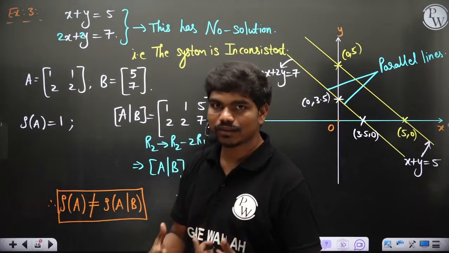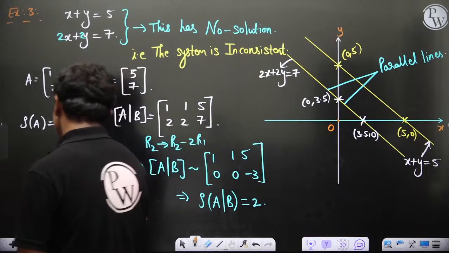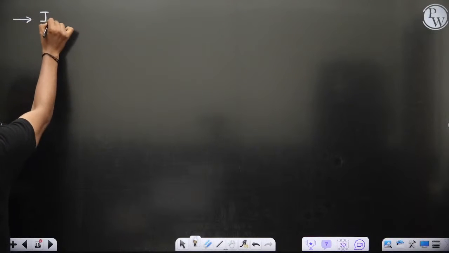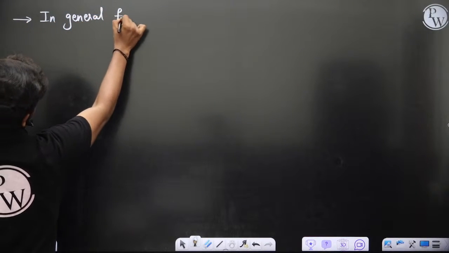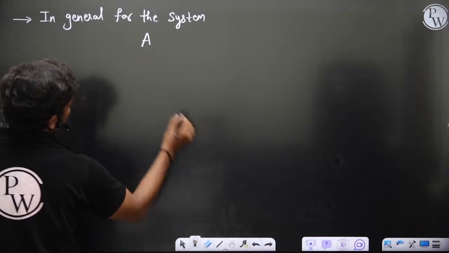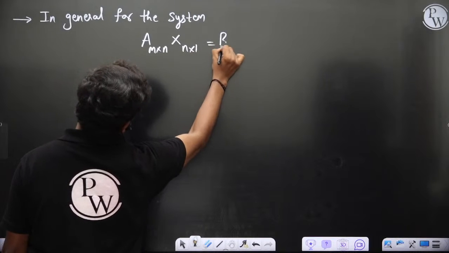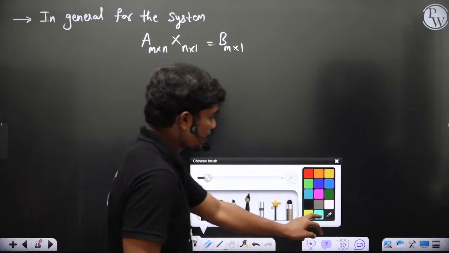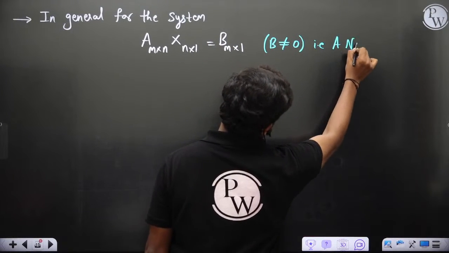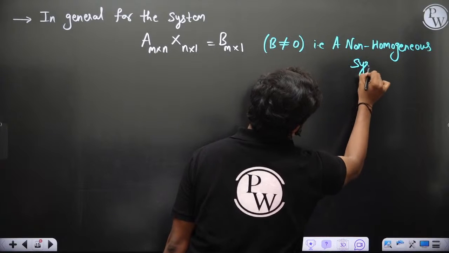So in general, for any system with A being m by n, x being n by 1, and B being m by 1, you can see in general, for the system A (m by n) x (n by 1) equal to B (m by 1), if this B is non-zero, that is a non-homogeneous system. What is a non-homogeneous system?